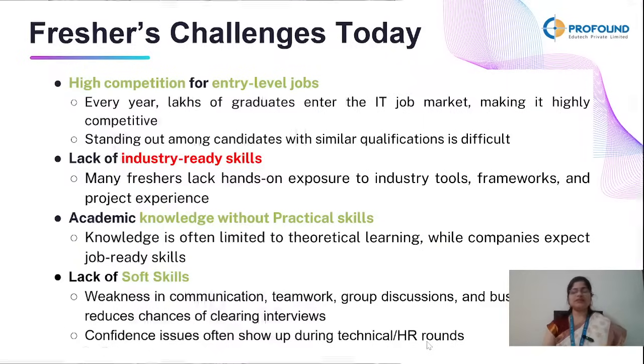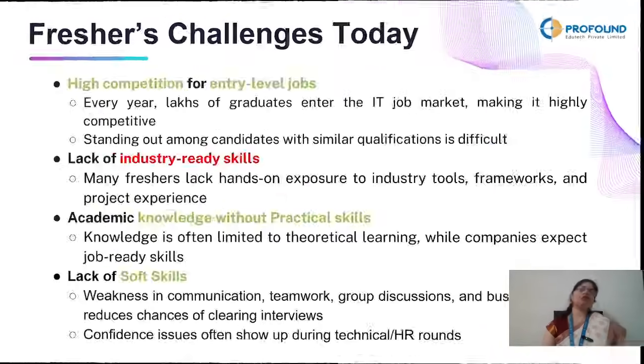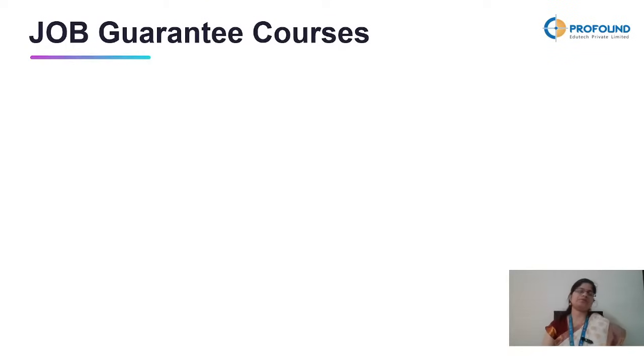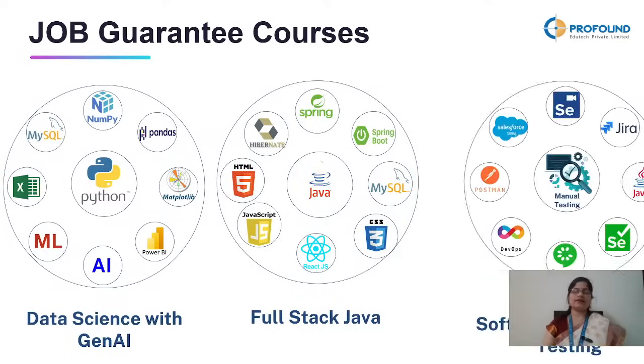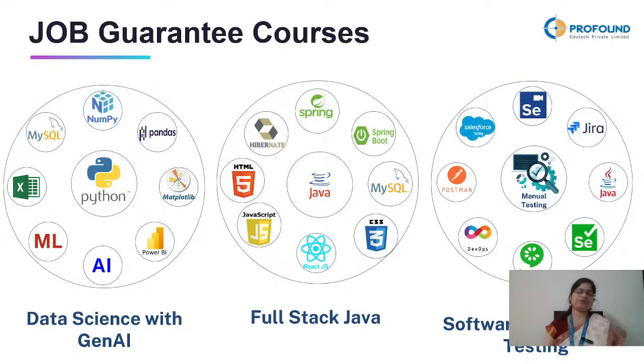Now, to overcome these challenges, we provide job guarantee courses. We provide courses in data science, in full stack Java, and in software automation testing. In data science, we cover AI, ML, artificial intelligence, machine learning, and Python, NumPy, Pandas. Whatever is required for data science, we cover that. In full stack Java, we cover both front end and back end, and we give project experience also.